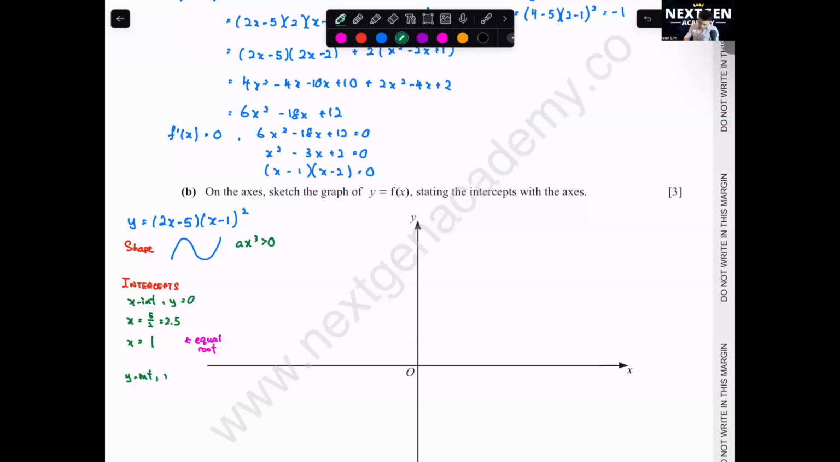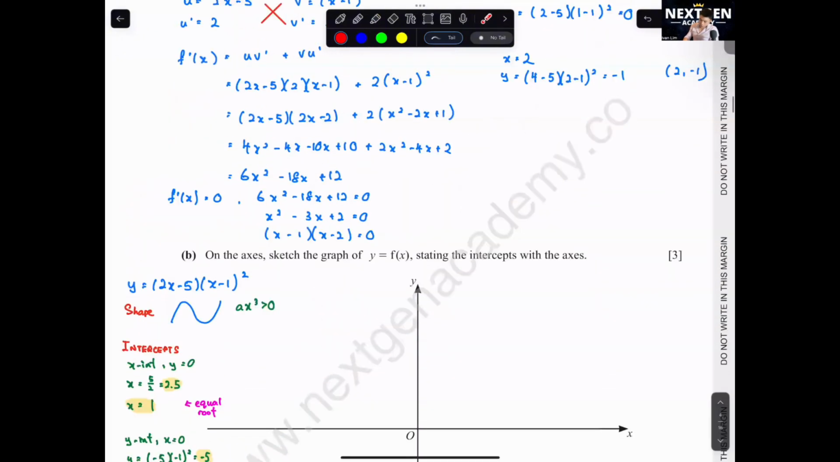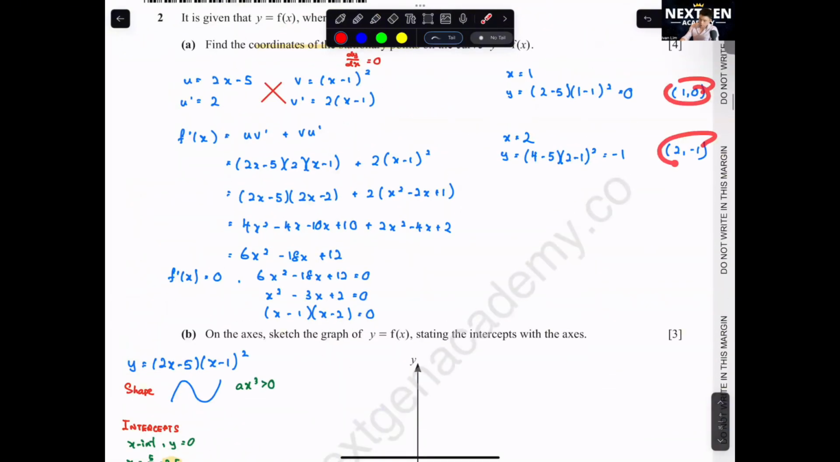Y-intercept is when x equals 0. So y equals negative 5 times negative 1 squared, which equals negative 5. So we need this value here, 2.5, x equals 1, and y equals negative 5. These are the main points. We also can use this information here. These two are your turning points.